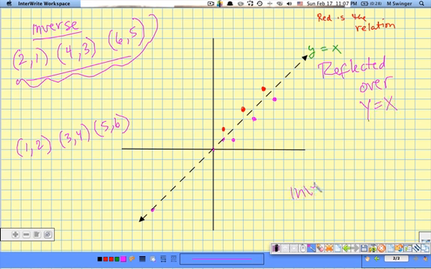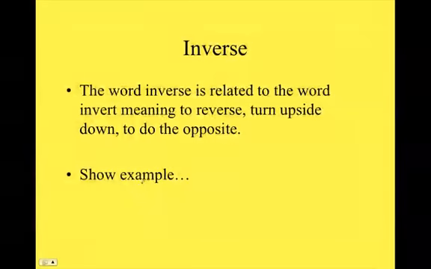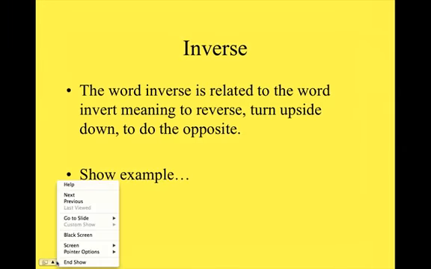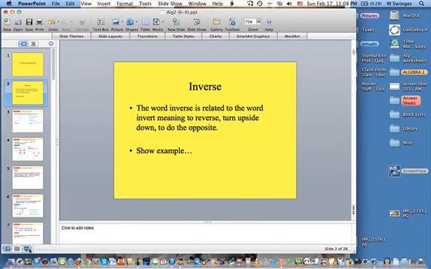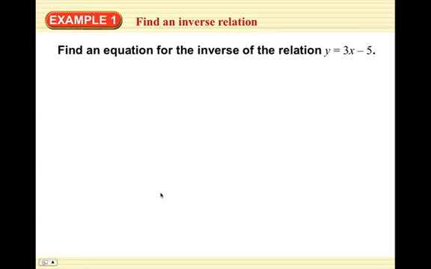So inverse relationships are, I'm not going to write it again, they're always, so I say always, reflected over the line y equals x. You're going to see that here in a minute. Alright, so on to example number 1, really. Find the inverse of y equals 3x minus 5.